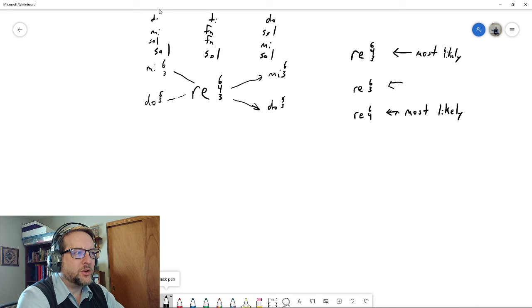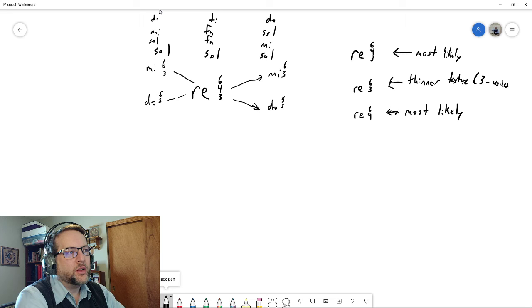This one, again, is going to show up in a thinner texture, generally. This is good if you're doing a 3-voice texture. Because then you could have one voice go do, re, mi in the bass. You could have a voice go do, ti, do on top. You could have the parallel thirds mi, fa, sol. Would sound fantastic in that context and fill out our chords. And so these ones are a better guess.